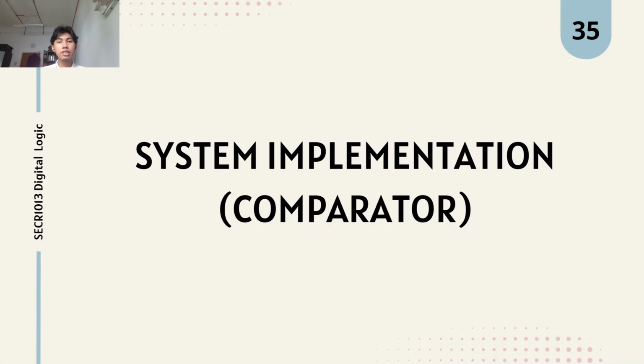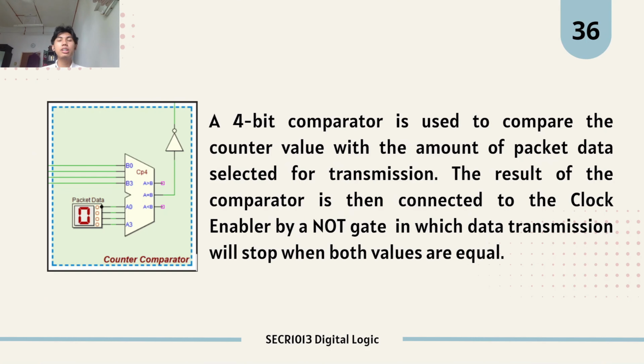So for the comparator, a 4-bit comparator is used to compare the counter value with the amount of packet data selected for transmission. The result of the comparator is then connected to the clock enabler by a NOT gate, in which data transmission will stop when both values are equal.